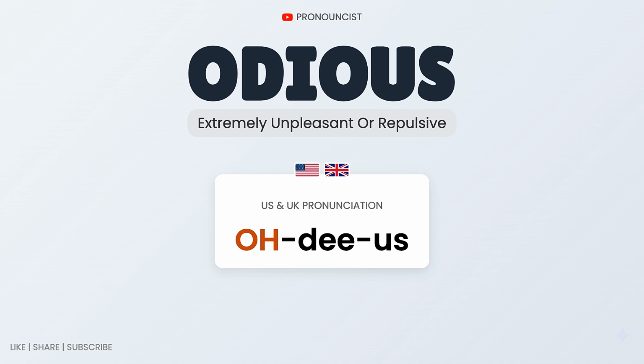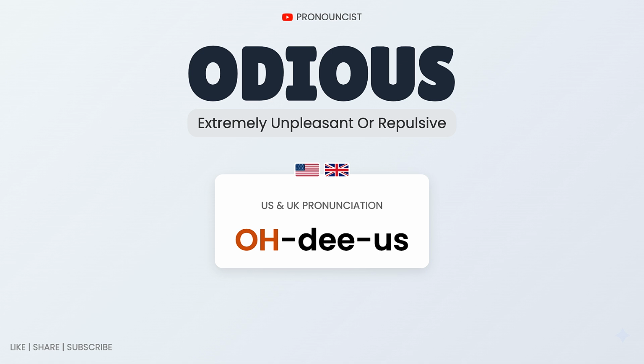O, D, us, ODIOUS. Stress O and keep D light. Practice repeatedly and you'll soon be able to say this word perfectly.